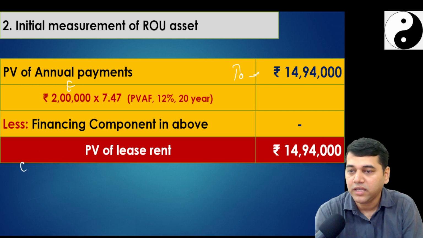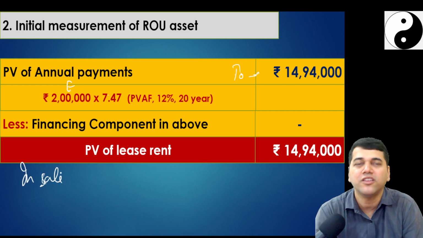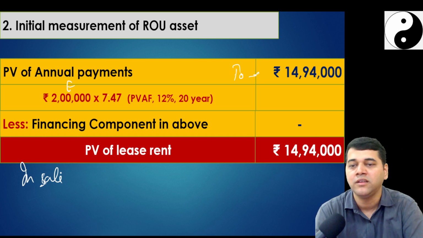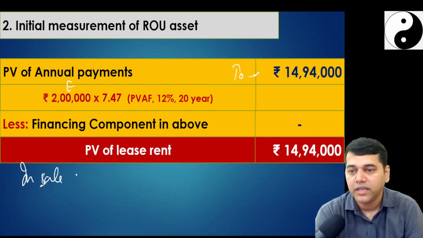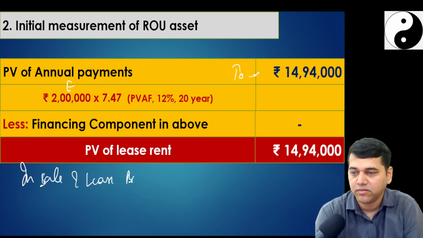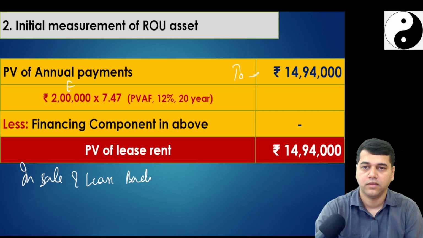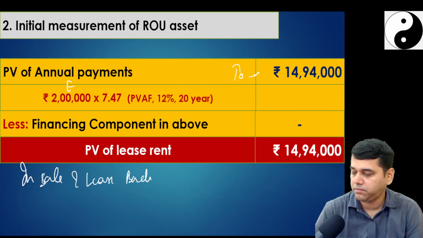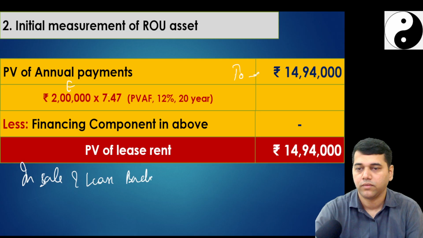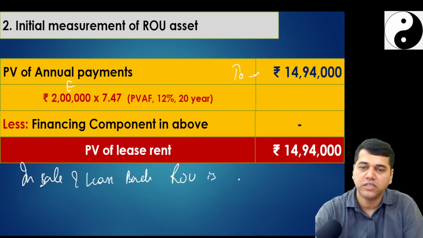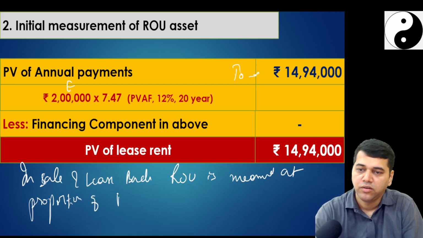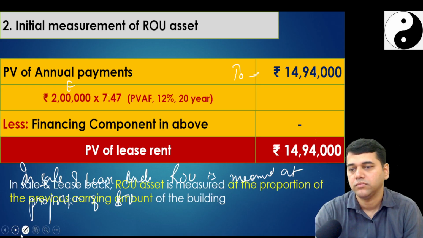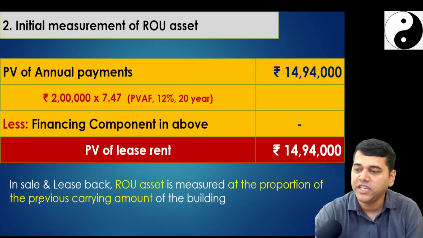Right here in sale and leaseback, if it was a normal lease transaction, you would have passed one accounting entry, ROU asset account debit to lease liability. In sale and leaseback, how much ROU do you need to recognize? Proportionate. ROU is measured at a proportion of book value. You are going to measure the ROU in proportion to book value.